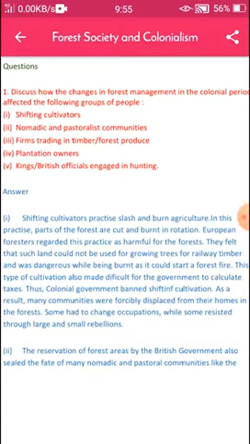As a result, many communities were forcibly displaced from their homes in the forests. Some had to change occupations, while some resisted through large and small rebellions.